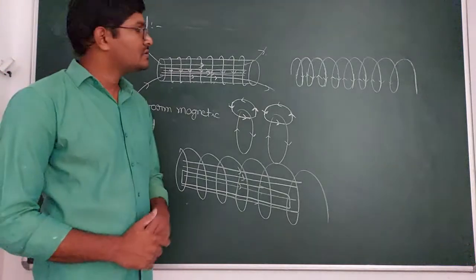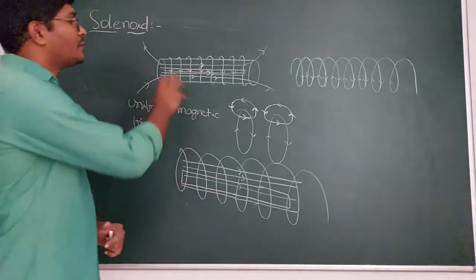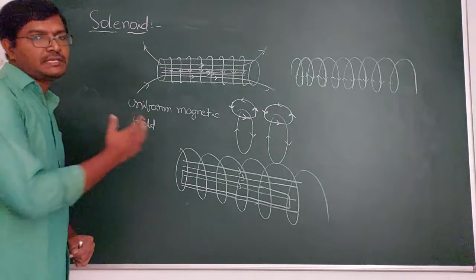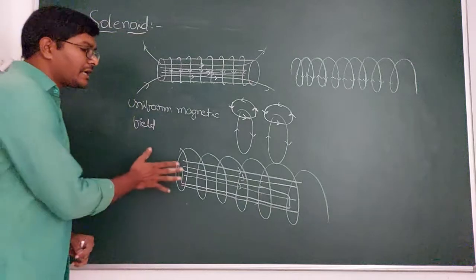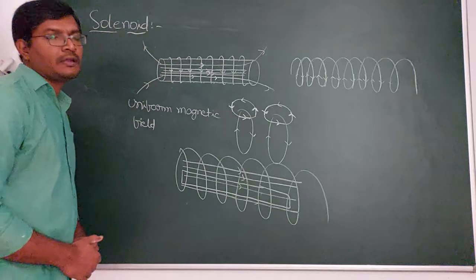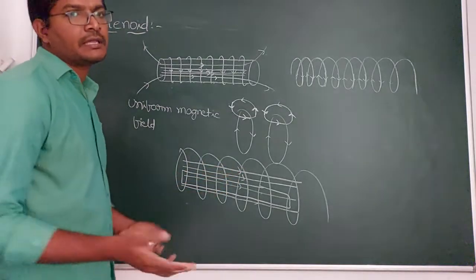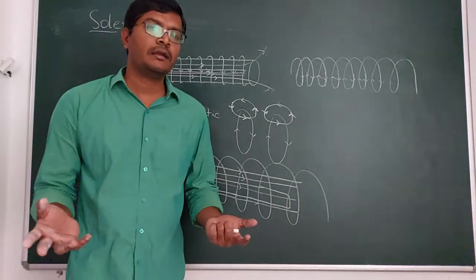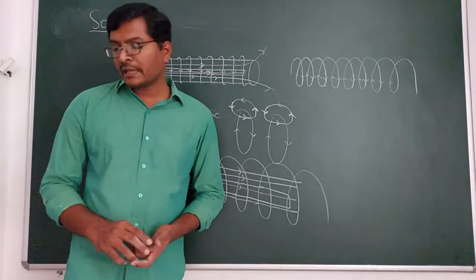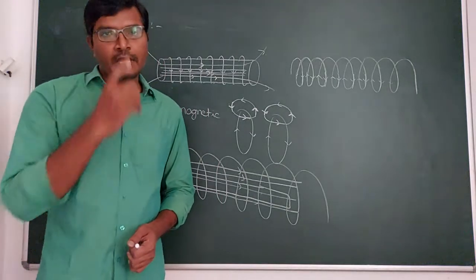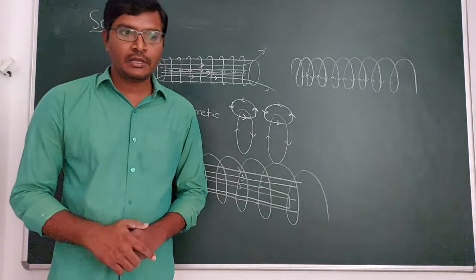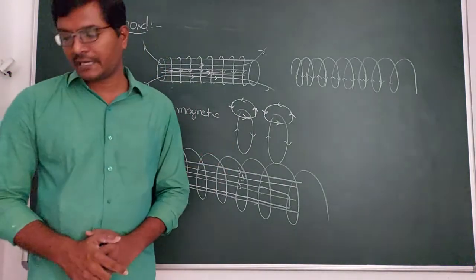Using a solenoid, a uniform magnetic field develops inside the solenoid. That is the use of the solenoid. A uniform magnetic field is in one direction, so it rubs the iron core here, and you can make the iron core a permanent or temporary magnet. That depends on the type of iron core you choose. This is the solenoid, which is a very important one also.